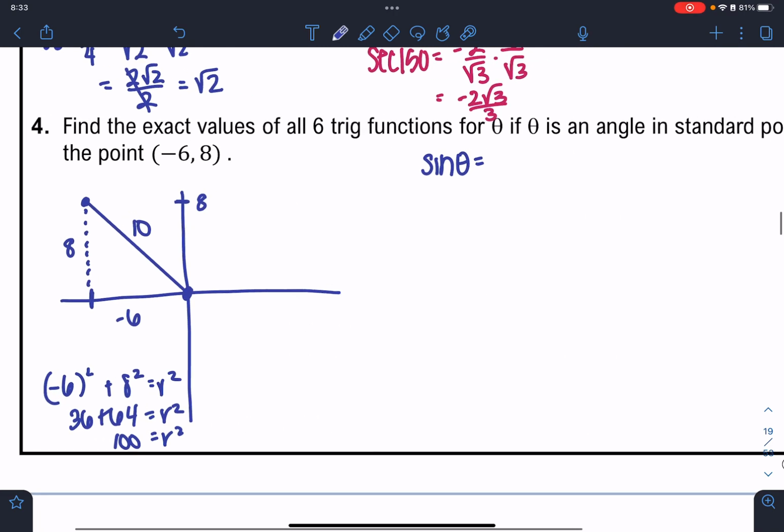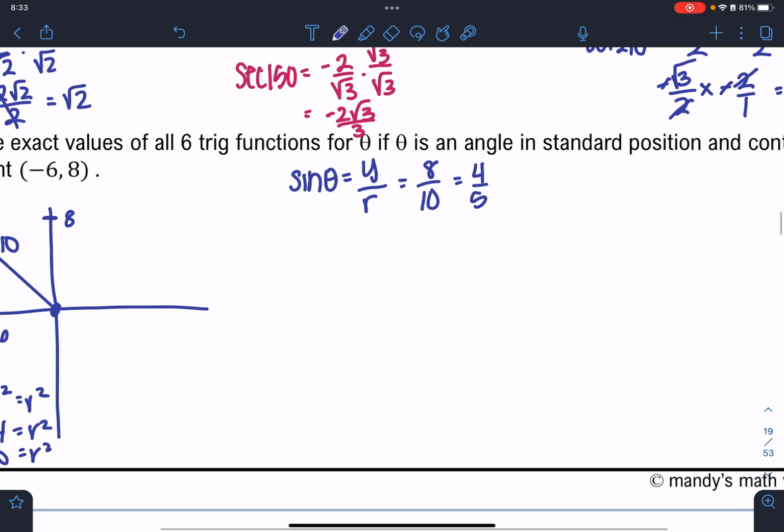So if I want to find sine, remember that is just the same thing as your y value over that radius value. So that is just going to be 8 over 10, but we do want to reduce, so that'll be 4/5. So therefore, cosecant, the inverse of that, or the reciprocal of that, is going to be 5/4.